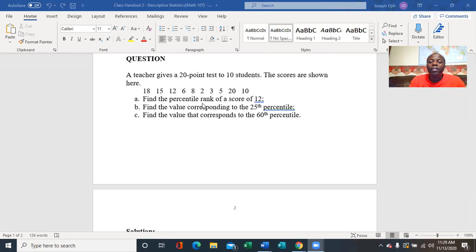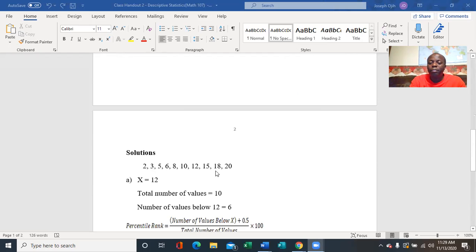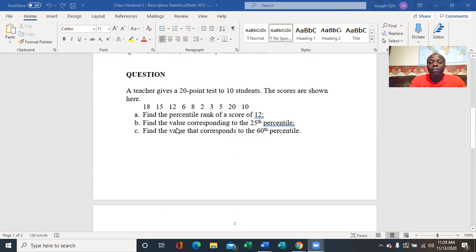So find the percentile rank of the score of 12, and then find the value that corresponds to the 25th percentile, and then the value that corresponds to the 60th percentile. Okay, so let's see. First thing we do is to put the numbers in order. I have it in order already here for you. Part A says, find the percentile rank of a score of 12.